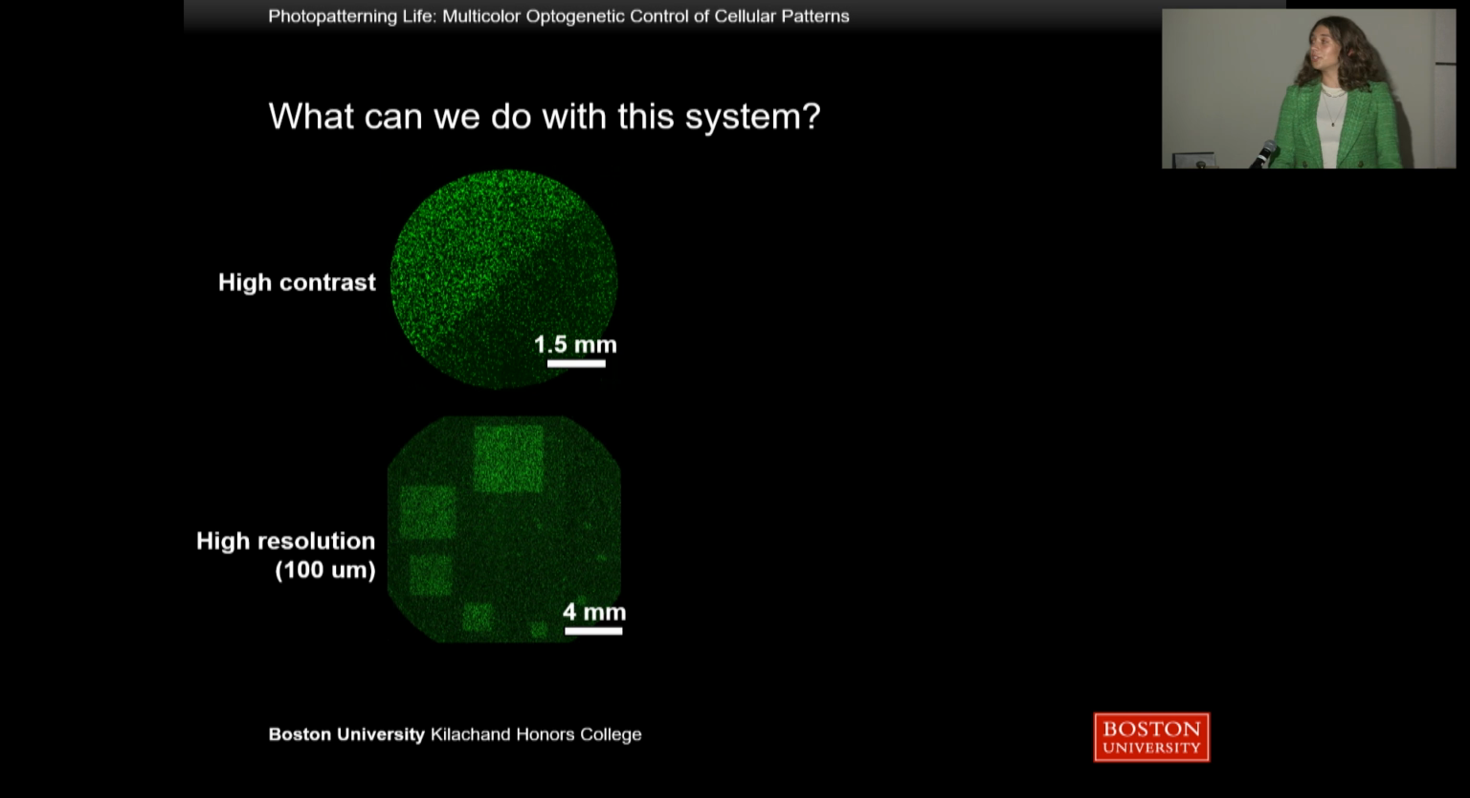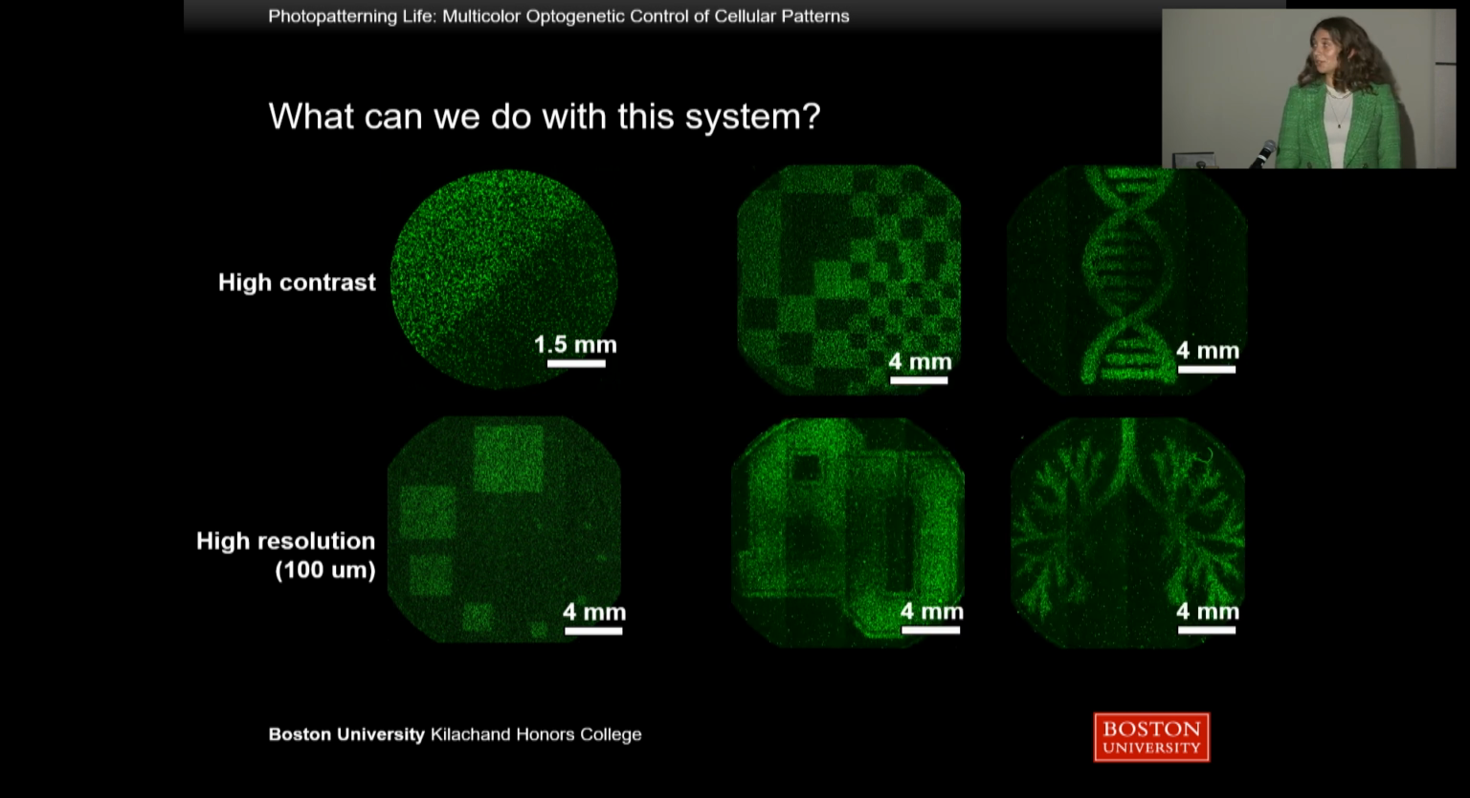So what have we been able to achieve with this system? We can achieve really high contrast, high resolution patterning. We can pattern features down to 100 micrometer scale. And we've also been able to have fun with this and produce some really complex patterns that you can't produce with existing technology, including this checkerboard, DNA helix, the BU logo, or a lung.